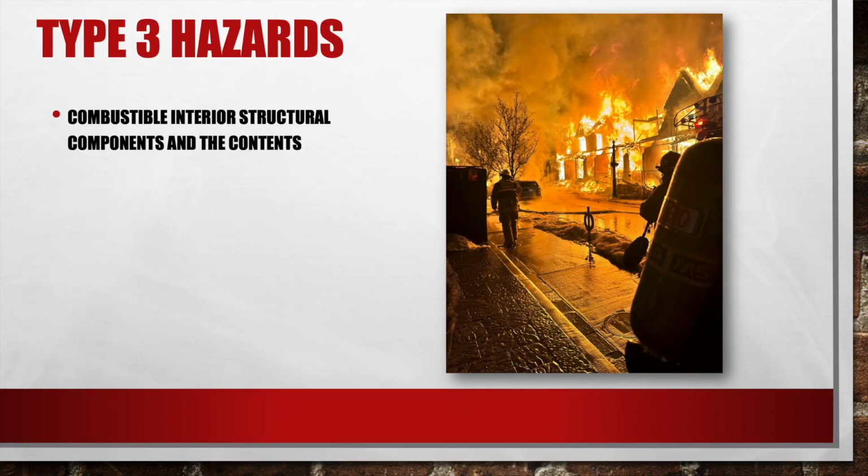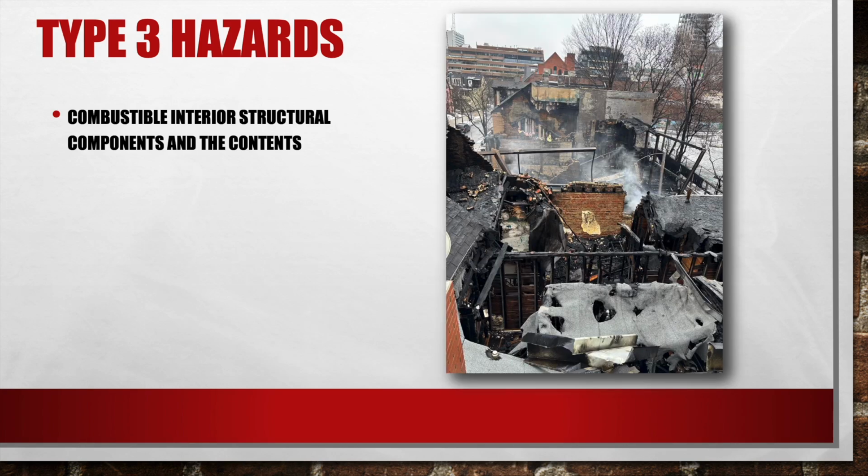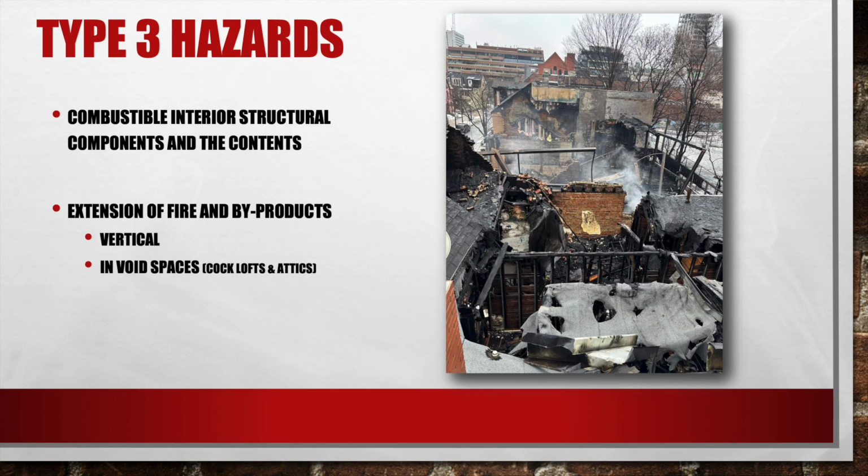Some type 3 hazards are your combustible interior structural components and the contents within the building. Again, your structural walls will stand up well to fires. Extension of fire and byproducts, a lot of times this is going to happen vertically and in void spaces. So for example, cocklofts and attics. Type 3 construction also could have, again, this is more in Main Street USA, some parapet walls and some cornices, and I'll explain those coming up.